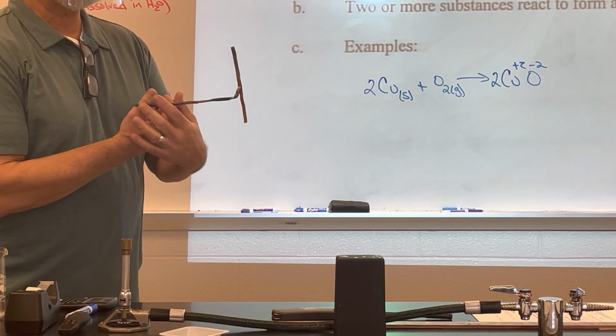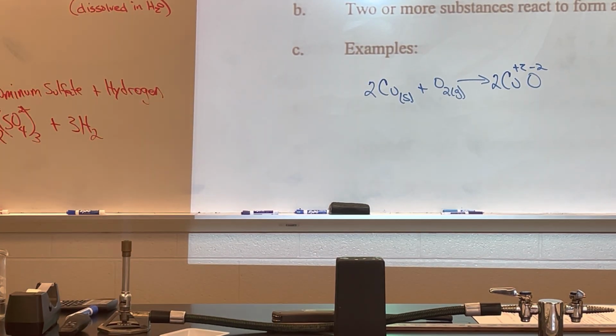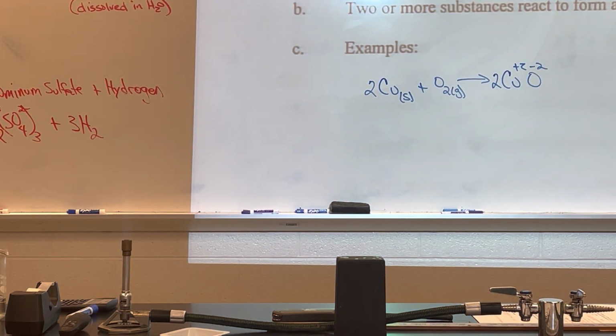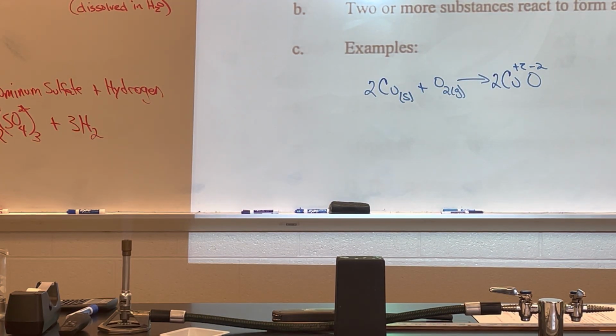Okay? But now what's happening to the shiny copper? It oxidized. It turned into that brownish black copper oxide. That's what an old penny is going to look like. It's going to end up having that oxygen. It's a combination reaction.